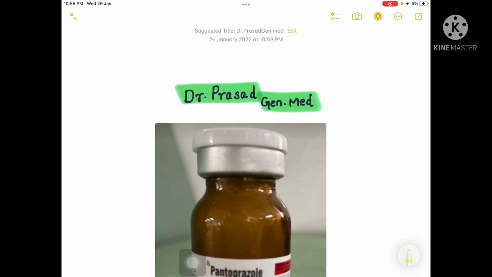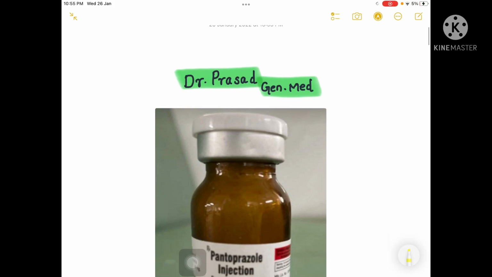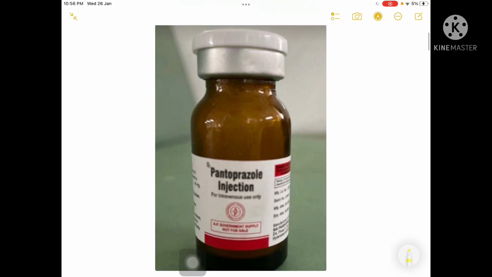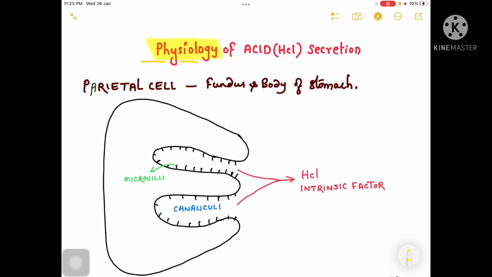Today I am going to discuss a drug which is prescribed left and right to all patients, whether the indication is there or not. If you observe 100 prescription papers of 100 different patients, at least 80 to 90% of the prescriptions contain this drug, and the drug is Pantoprazole, a proton pump inhibitor.